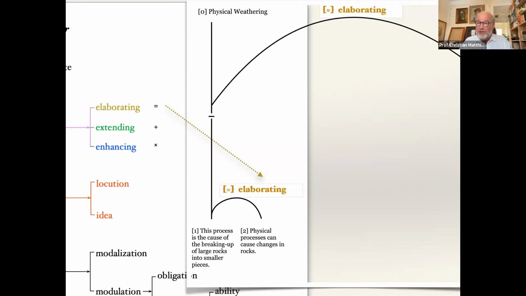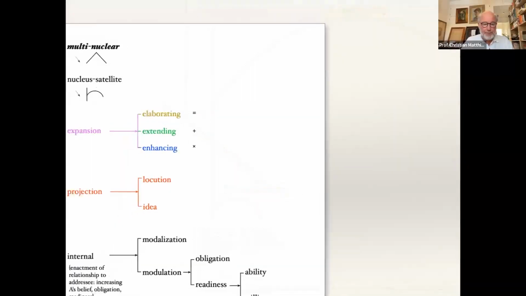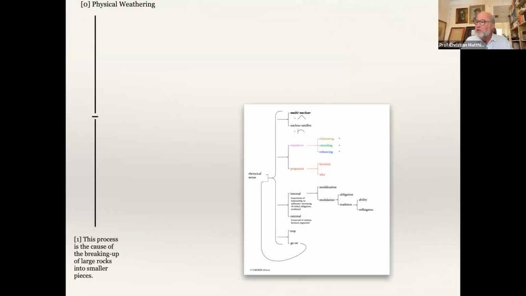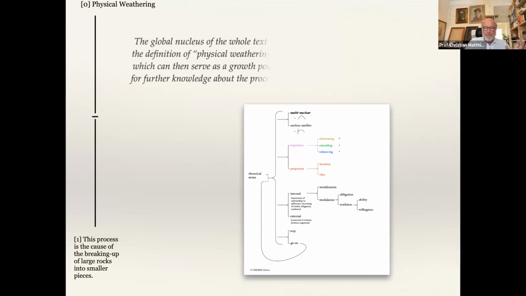But the whole rest of the text is also an elaboration. We'll come to it in a little while. That introduces, in fact, this elaboration, the different factors that can bring about physical weathering. So let us build this up segment by segment through the choice of different relations. So we start with this process is the cause of, etc. And this is the global nucleus of the whole text.